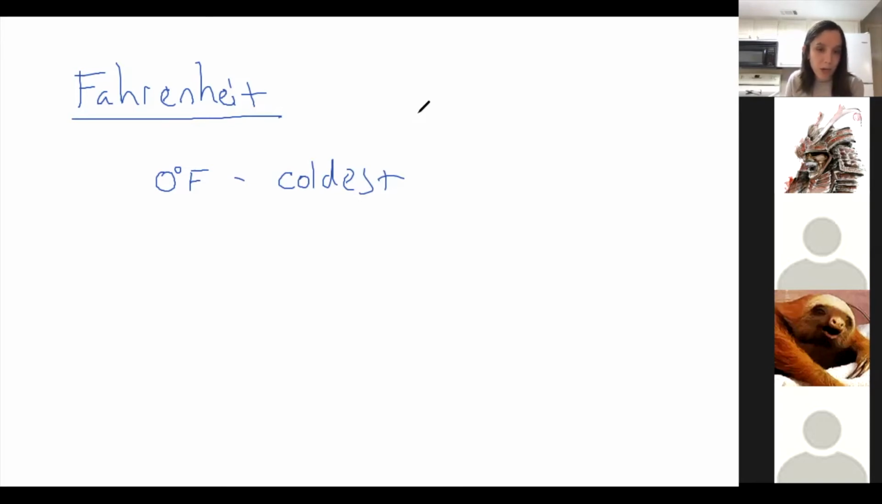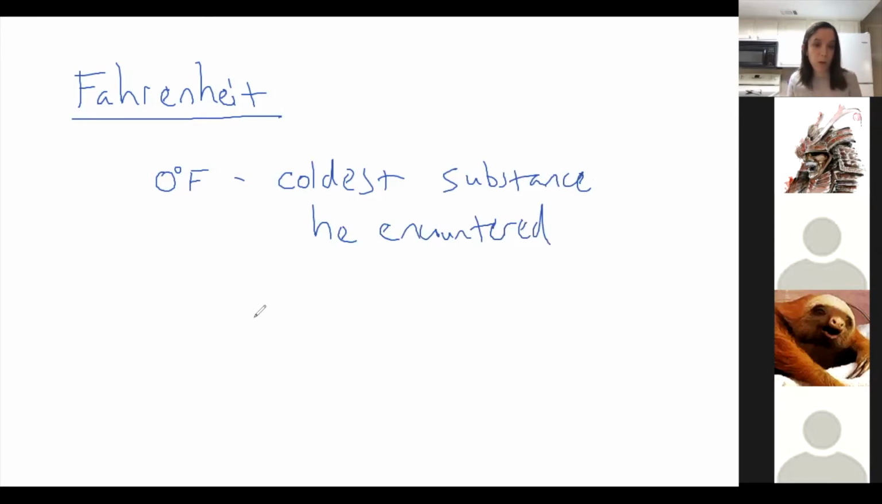Now for Fahrenheit, in the laboratory, 0 Fahrenheit was the coldest temperature he could reach by making this ice and salt mixture. So it was the coldest substance that he encountered. Now, of course, we can get temperatures much lower than 0 degrees Fahrenheit. Even Minnesota, Wyoming, northern states will get much lower than 0 degrees Fahrenheit every winter. But for Fahrenheit, that was the coldest temperature he experienced, and so that's what he called 0 Fahrenheit.